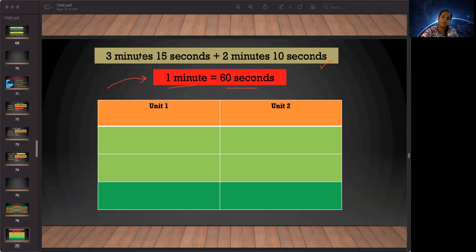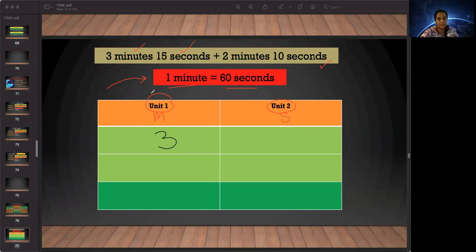This is very simple. How do you do this? You separate the units. You need to understand that there are 2 units here, the minutes and the seconds. You keep one column for the minutes, and you keep another column for the seconds.